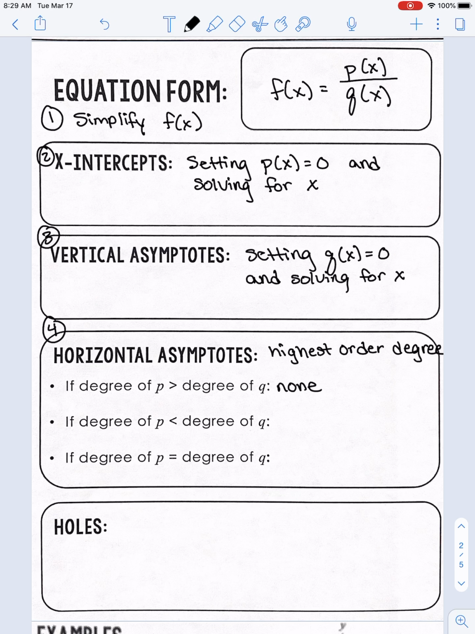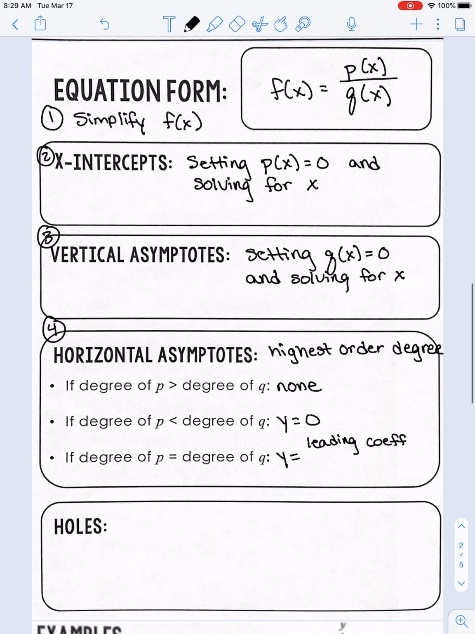However, if the degree of p of x is less than the degree of q of x, so you have an x squared maybe over an x cubed term, then you are always going to get the asymptote of y equals 0. If the degrees match up, so you have an x squared over an x squared term, then your asymptote is the leading coefficient of that p of x over the leading coefficient of q of x.